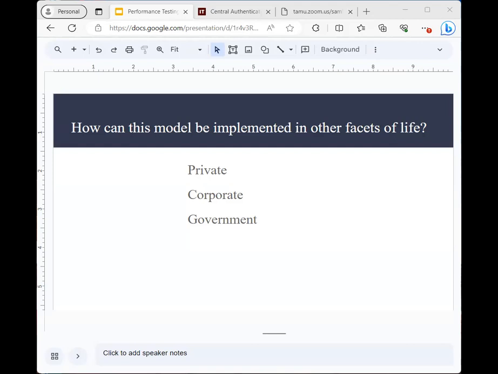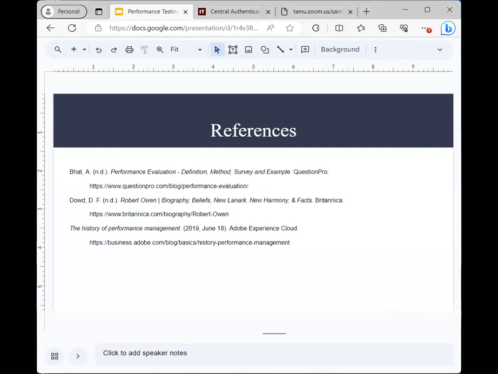And that is the sum of what performance evaluation is and how it is implemented in society.